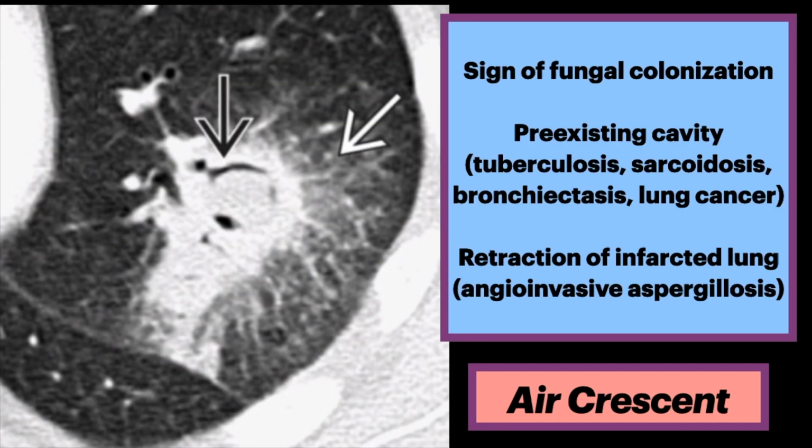Here's another axial CT showing typical CT features of angioinvasive aspergillosis. Note the halo sign surrounding the lesion, as seen by the white arrow, with the ground glass surrounding the lesion, and the air crescent sign shown by the black arrow. This is caused by tissue necrosis and retraction.